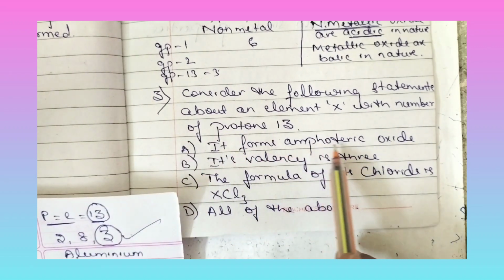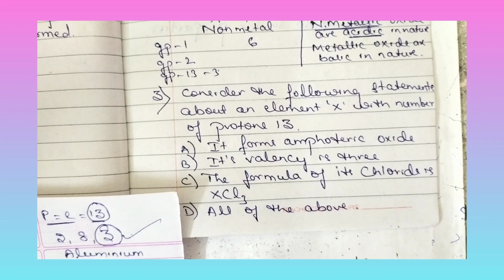Then it forms an amphoteric oxide. Yes, aluminum oxide is always amphoteric in nature, correct.